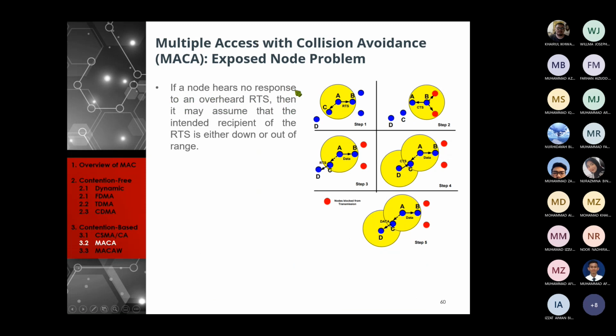If a node here does not respond to an overheard RTS, then it may assume that the intended recipient of the RTS is either down or out of range.